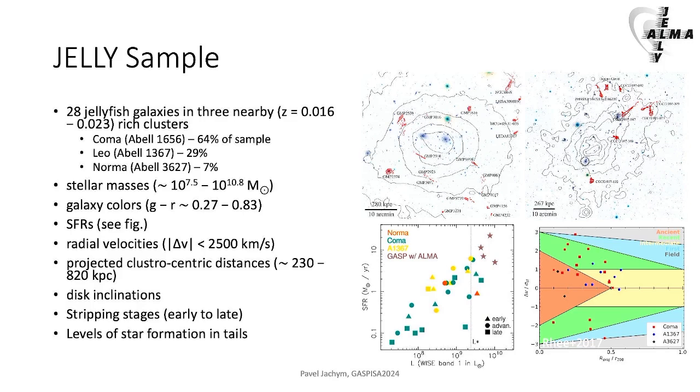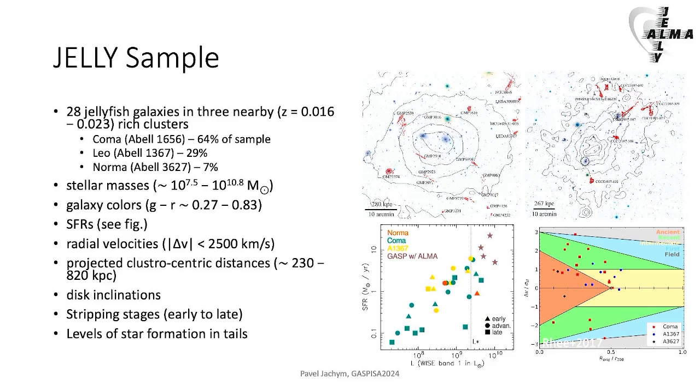So quickly, you can see most of our galaxies. We have 28 galaxies in these 3 clusters: Coma, Leo or Abell 1367, and Norma. Most of the galaxies are in Coma, I think 18 out of 28. Then in Leo and in Norma, there are only 2. There is quite a range of stellar masses and other properties. You can see the star formation rates of the galaxies.